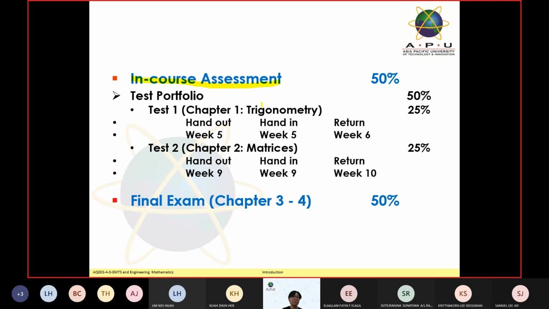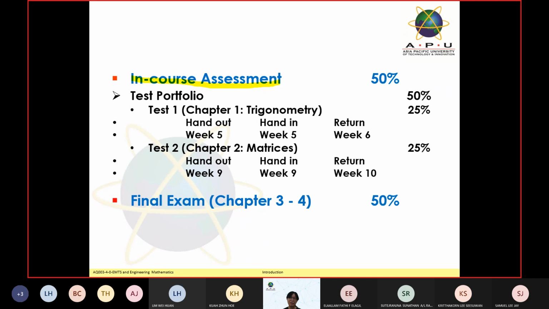But now the new assessment method starts from your batch. This is mainly the new assessment method we use when we have online classes. We are not sure what is going to happen in the future, but for your batch, this is the first batch we start this new assessment method. Basically, we are trying to combine some of the assessment.